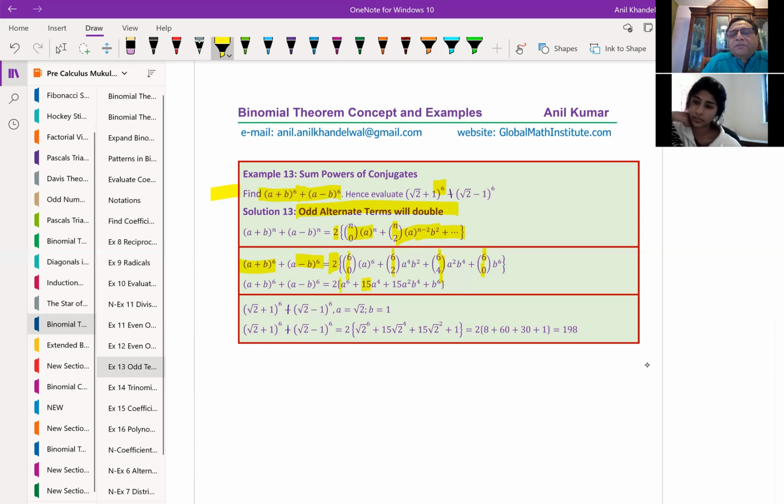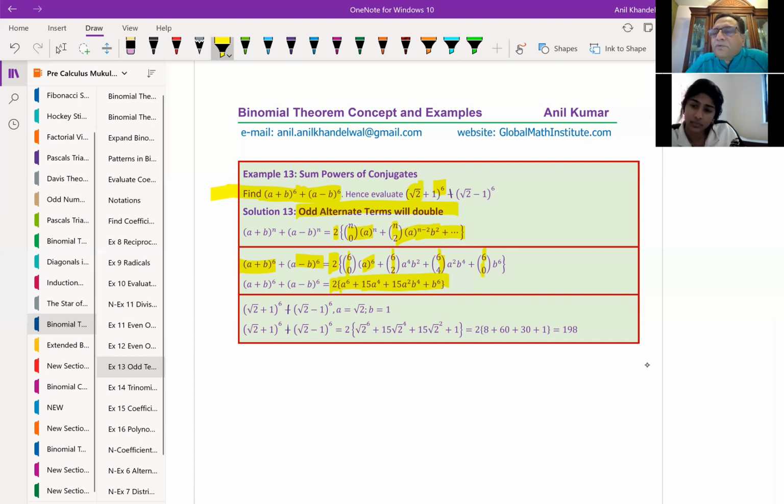Substituting these values, which are 1, 15, 15, and 1, 2 times a to the power of 6, we get our expansion, which is right there before you. 2 times a^6 plus 15 a^4 b^2 plus 15 a^2 b^4 plus b^6. Everything was multiplied by 2. So that becomes the general expansion for (a+b)^6 plus (a-b)^6.